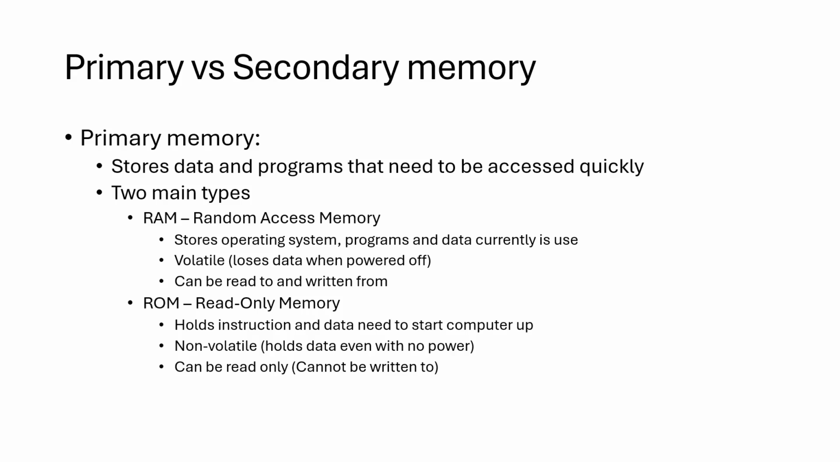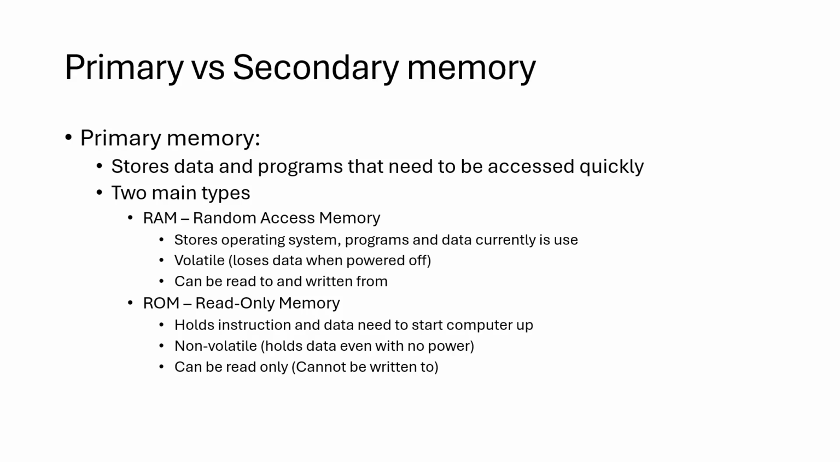And so RAM, we use this for the main memory of your computer. This stores the operating system, or the parts of the operating system that are currently loaded, and programs and data that are currently in use. RAM is volatile, and that means that when it doesn't have power, it loses all the data in it. And it can be written to and read from.